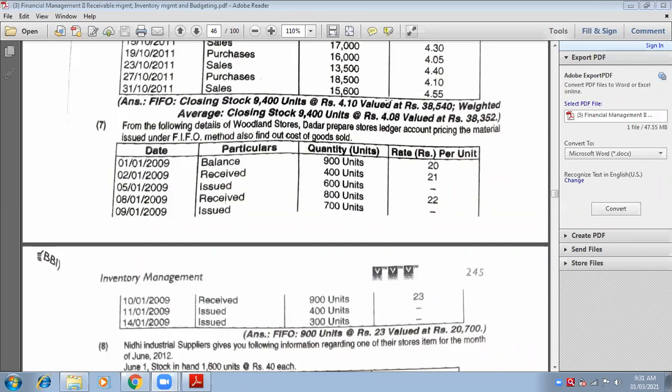Right away come to the last column, balance column. There you write quantity 900, rate 20.00. What will be your answer? 18,000. Very good. Now close the date because the transaction is over.